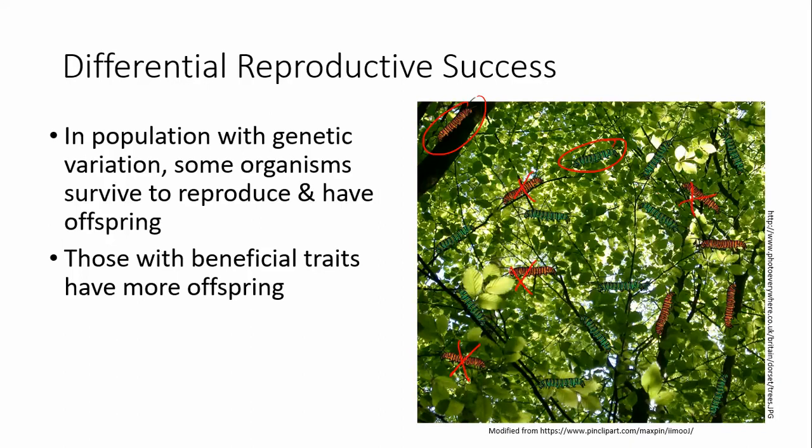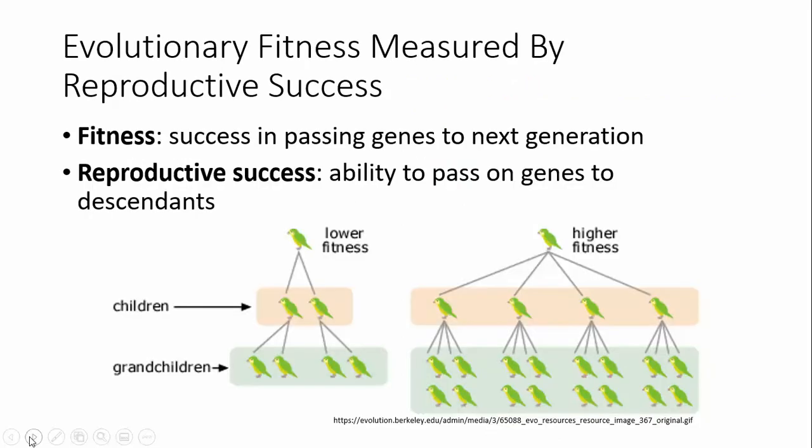So that is the trait that organisms have affecting their survival, which means that these caterpillars, once they grow up and become butterflies, well, the ones that were green caterpillars will likely survive and pass on their genes. So we can take this differential reproductive success and use it to measure the fitness of an organism. In the context of evolution, your fitness is measured by your reproductive success.